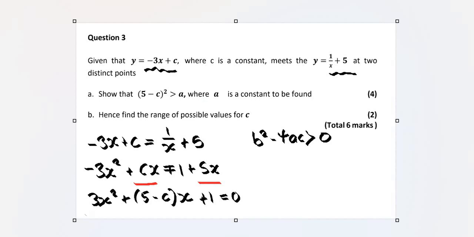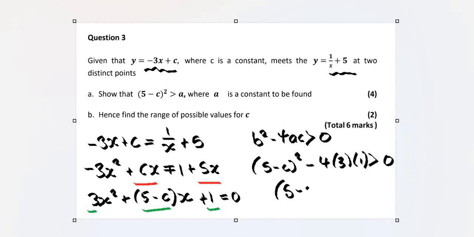So now all I have to do is put a, b, and c into my discriminant. Well, b squared is going to be (5 minus c) squared minus 4 times 3 times 1, and that's going to be greater than 0. Well, the (5 minus c) squared, that's what I wanted. So now if I just add 4 times 3, that's 12, to both sides, I will have that (5 minus c) squared is greater than 12. And that means that a is equal to 12. Okay, so that's that part done.